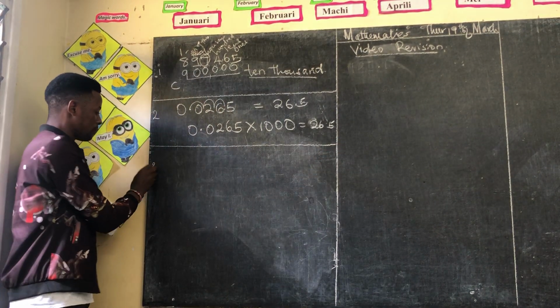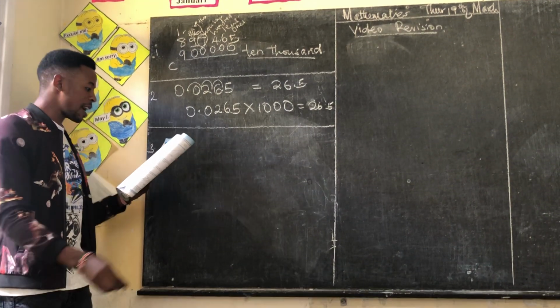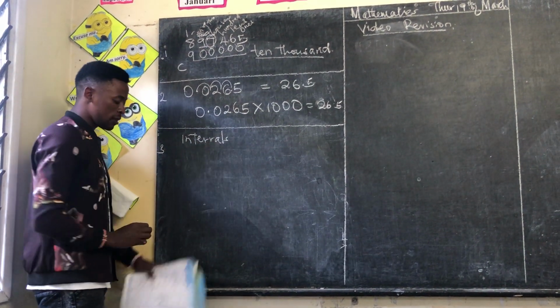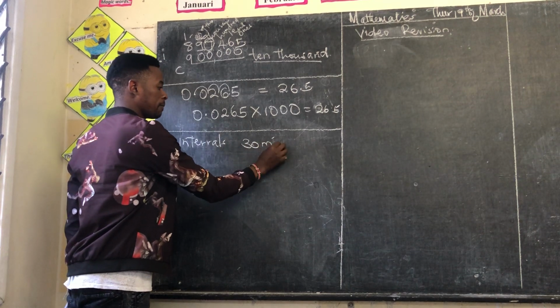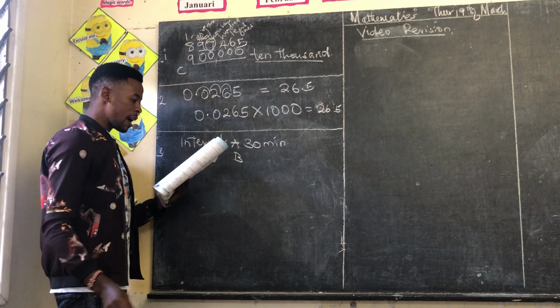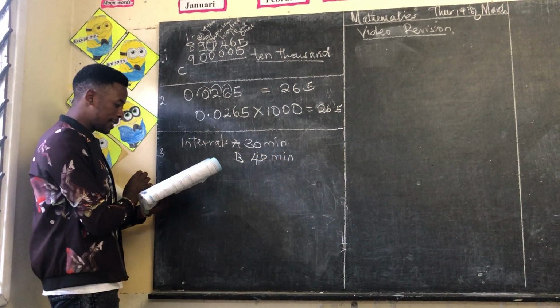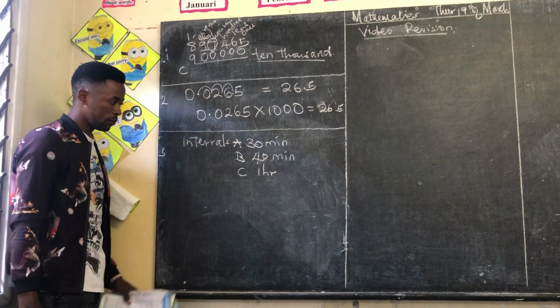Then to number 3. Number 3, 3 bells ring at an interval of 30 minutes. So the interval at which these bells ring is 30 minutes. Let's give that bell A. Bell B will ring after 40 minutes. And bell C rings after 1 hour.